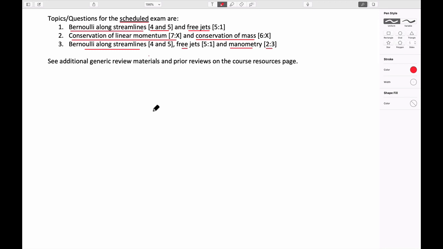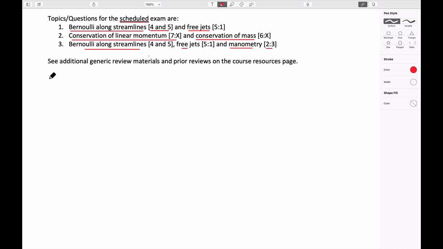Again, the best way to review this material is to look at past exams. There are only a finite number of questions I can imagine asking, and so previous exams over 10 years should give you a reasonable broad scope of exactly what the potentials would be, but they are limited to these 3 areas for the scheduled exam.